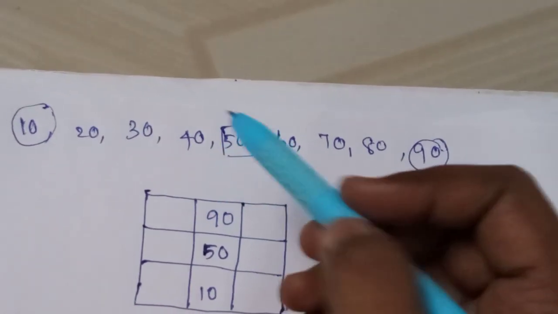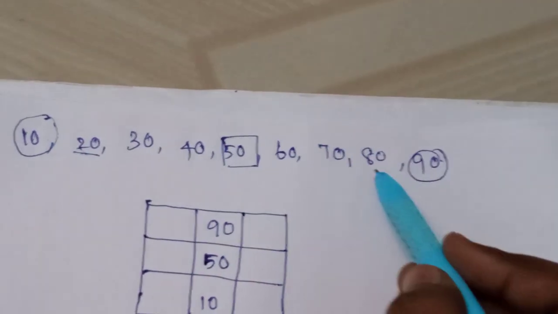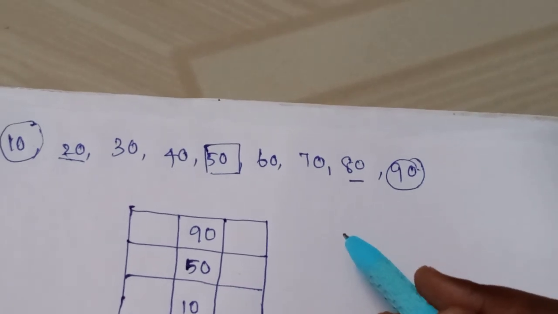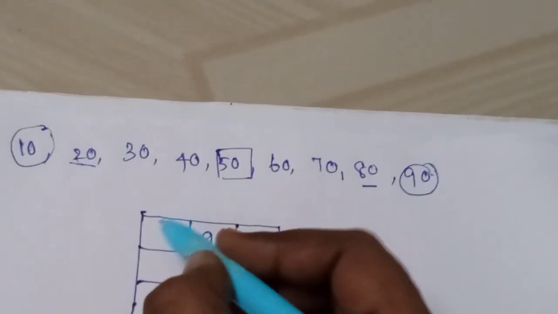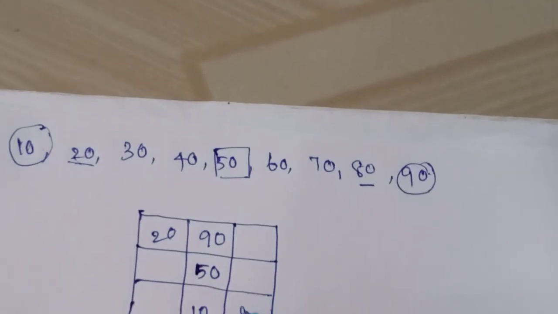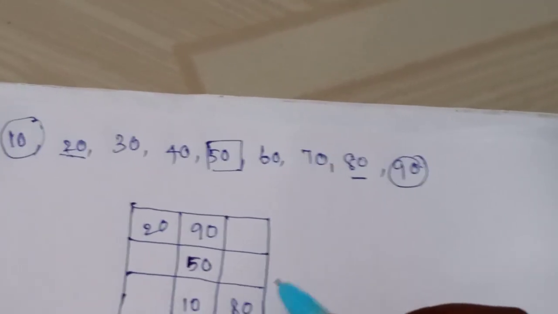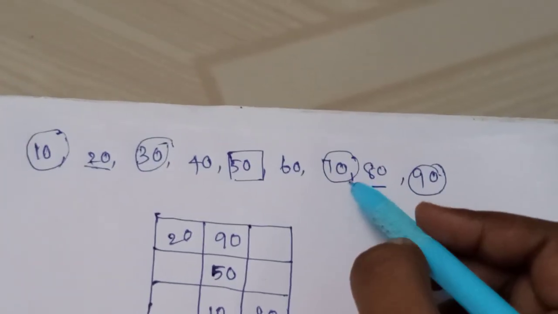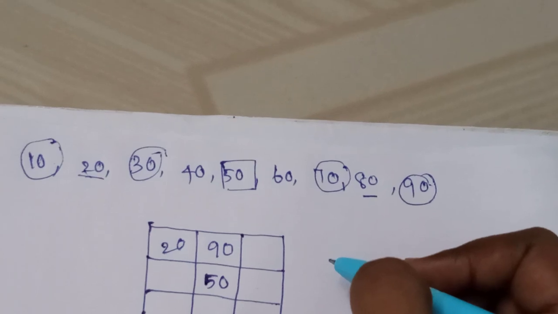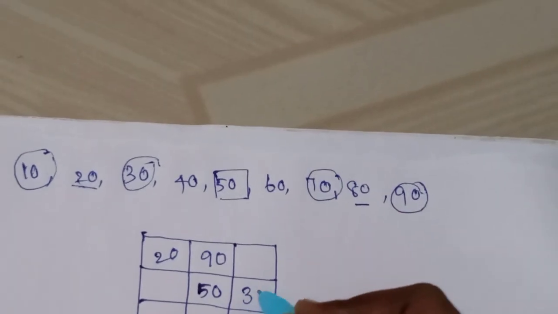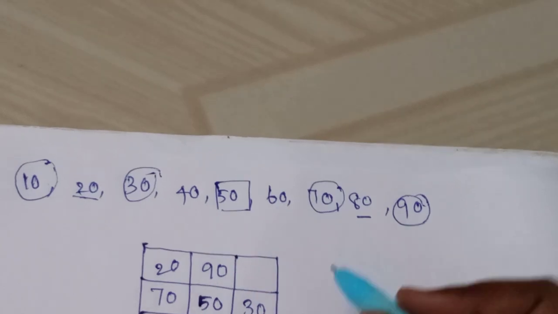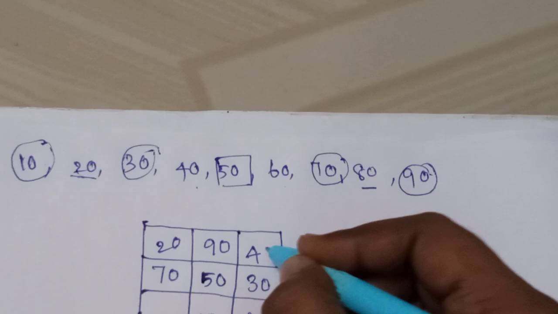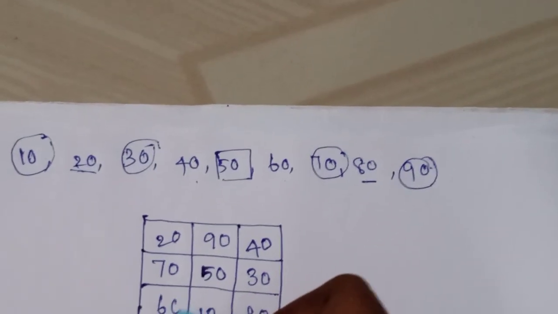Then take the second number from the first and the second number from the last, so 20 and 80. We are going to write them in the diagonal format. So write 20 here and 80 in this diagonal. Then take the third number from the first and the third from the last. Now write 30 this side and 70 here. Now the remaining numbers are 40 and 60. Now you have to write them in the diagonal. Write 40 here and 60 here.